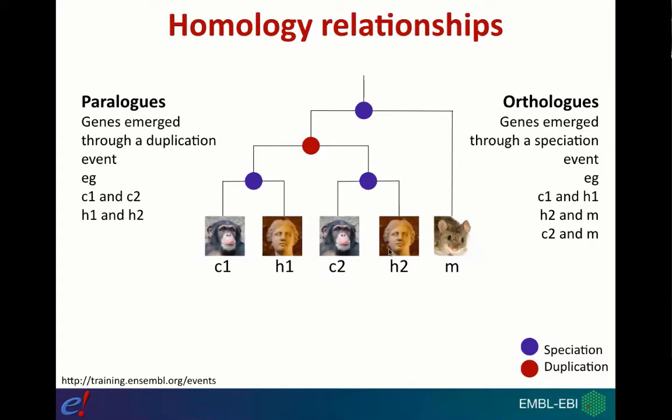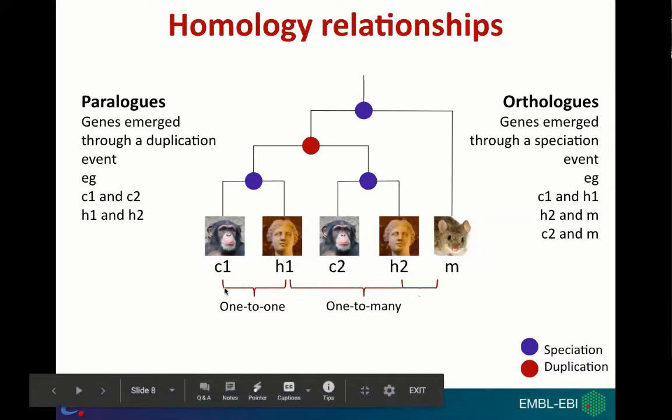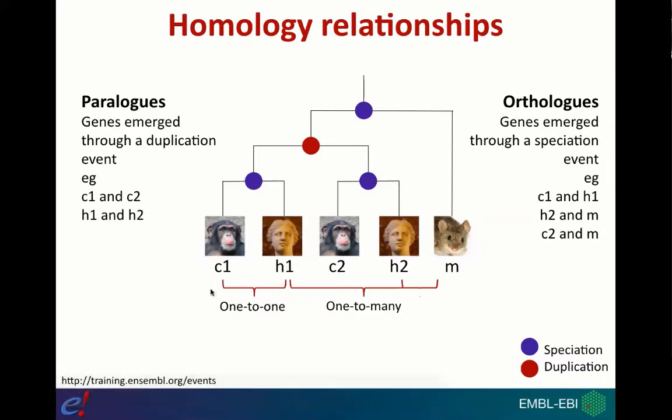We can also think of the number of genes that are within this relationship. So we can think of ortholog relationships that are in a simple one-to-one relationship, where there's one gene in the chimp, for example, that's orthologous with one gene in the human. And then we can think of a one-to-many relationship. So we have one gene in the mouse, for example, that's orthologous with two genes in human.